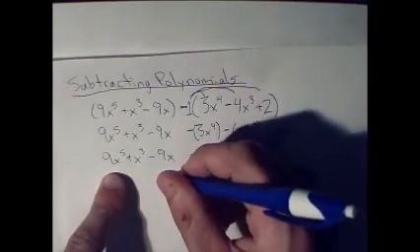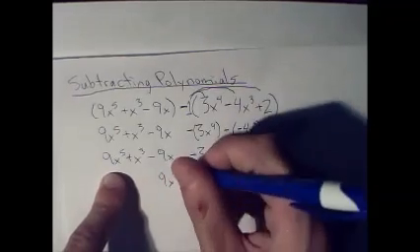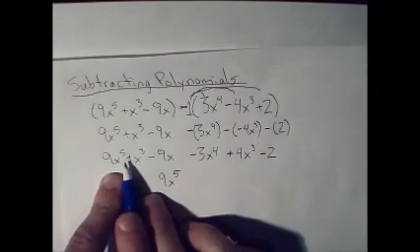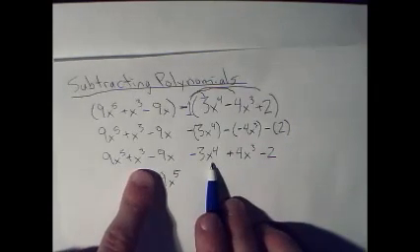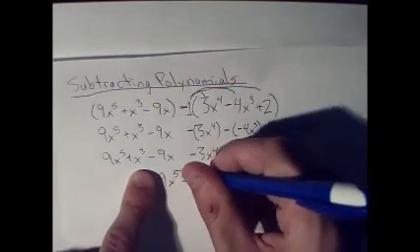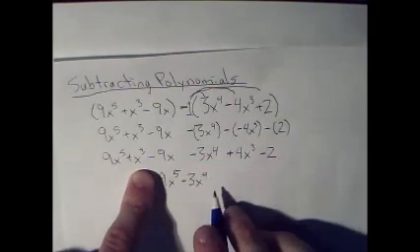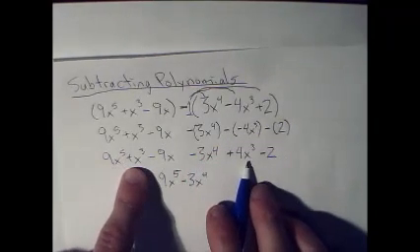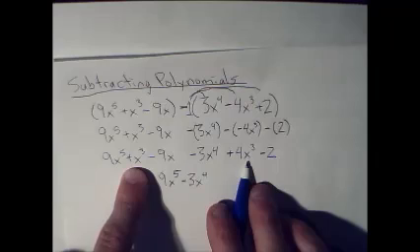9x to the fifth, nothing like it. It's going to be my first term because it's the degree, it's my largest exponent. Well, in order of descending power, minus 3x to the fourth next because that's the next smallest exponent. Well, then I have 2x cubed. Which one comes first? Since they're like terms, I combine them.